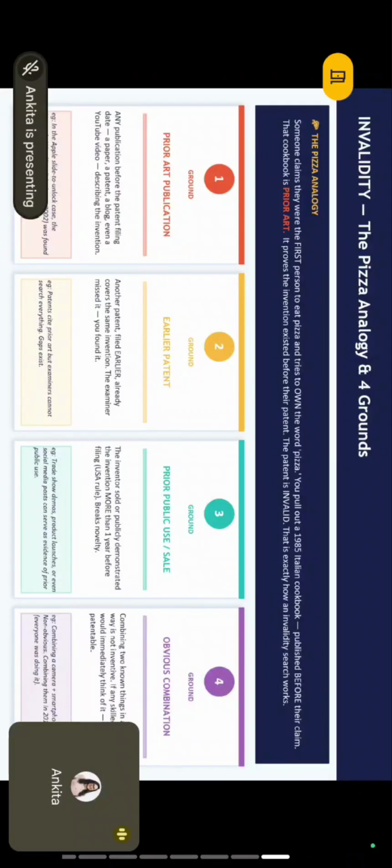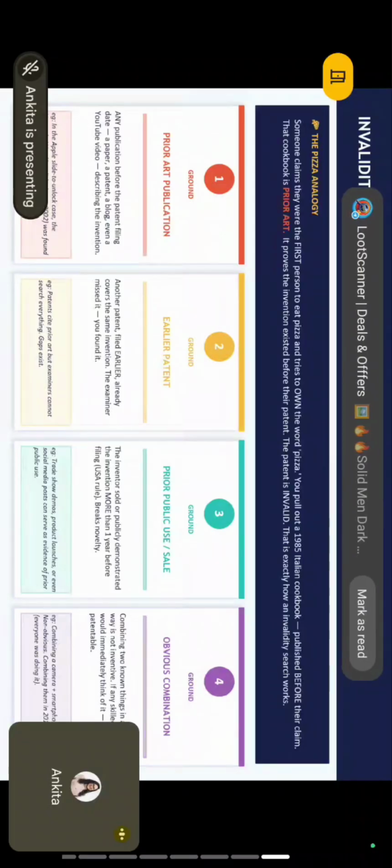And the last one is obvious combination. If someone combines the two things and takes a patent over this, then it can be one of the grounds to invalidate the patent.